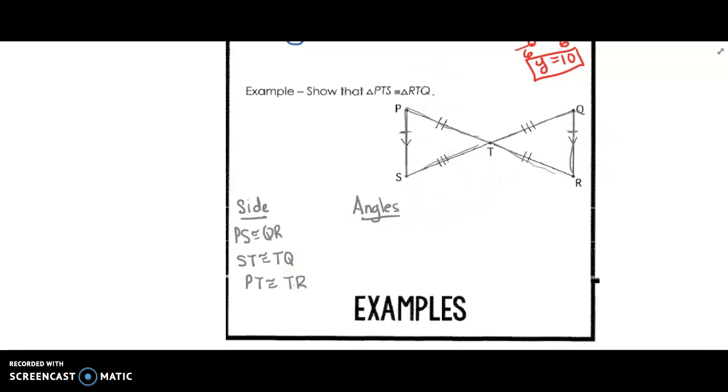All right, angles are a little bit more difficult. Okay, well first we see this angle here and this angle here. Okay, so I know that angle PTS is congruent to angle QTR. And how do we know that? We know that by the vertical angle congruence theorem. Guys, that's back to chapter 1. You should know that by now. Those are vertical angles. Vertical angles are congruent.